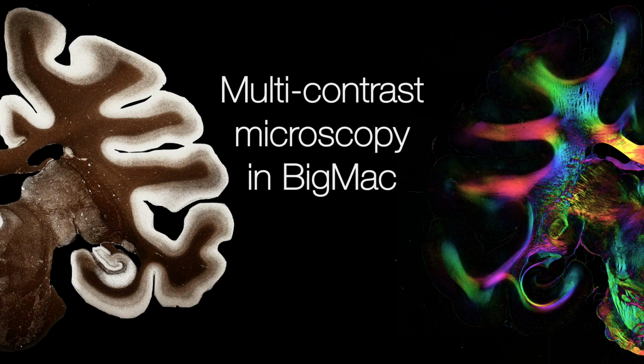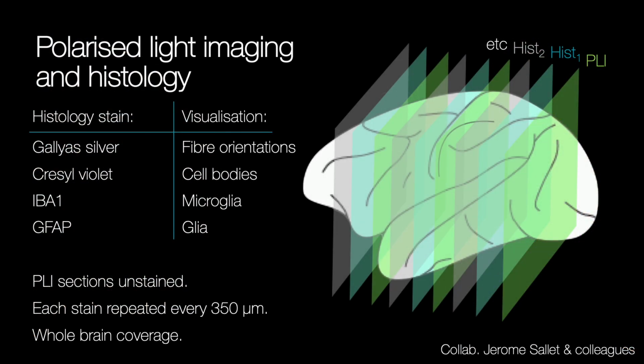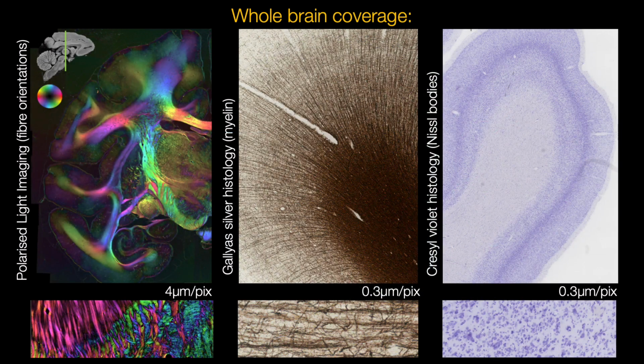So we want to link the MR signal to microscopy data, which has both ultra-high resolution and high specificity. But what microscopy data will be included in BigMac? Following MRI, the BigMac brain was sectioned along the entire rostrocaudal axis with consecutive slices processed for polarised light imaging and histology. Each microscopy section is repeated every 350 microns, and we have full brain coverage. Here are example images of the microscopy data we have acquired so far across the entire brain.